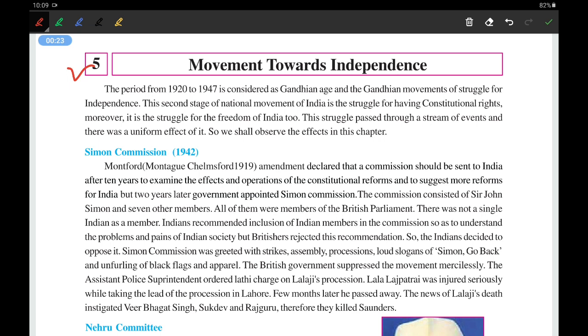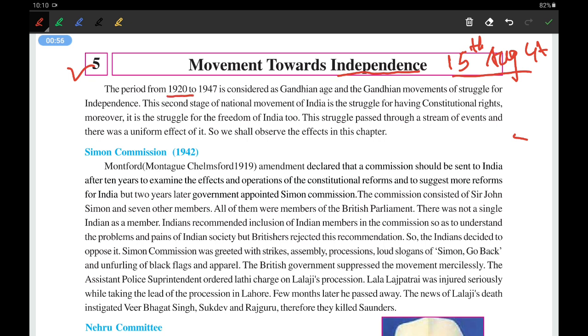In this particular chapter, we are going to study all the movements that led to our independence. We know that we got independence on 15th August 1947. To reach this particular day, this particular event, there were many movements in this duration of time, and that we are going to study here.